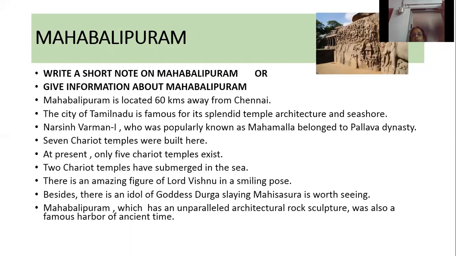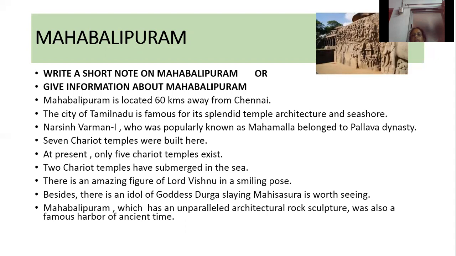He was also known as Mahamalla. So from his name, that place came to be called Mahabalipuram. This Narasimhavarman the First belonged to the Pallava dynasty. He had built 7 chariot temples there, and at present only 5 chariot temples exist. These chariot temples were named after the Pandavas.